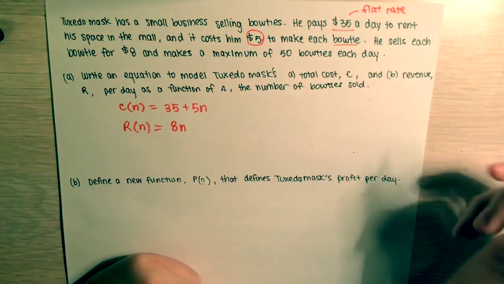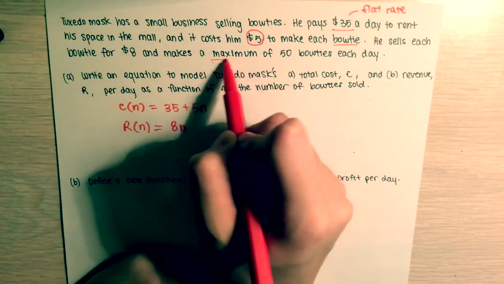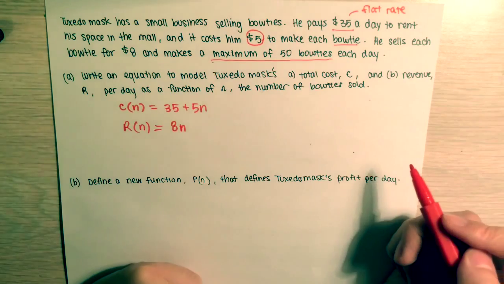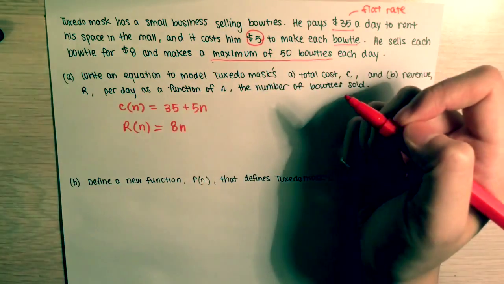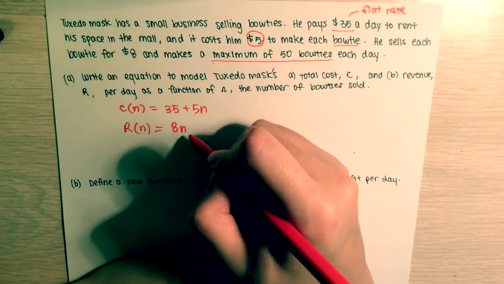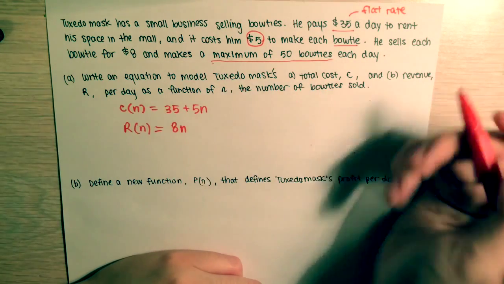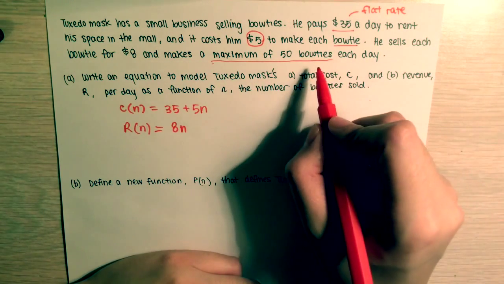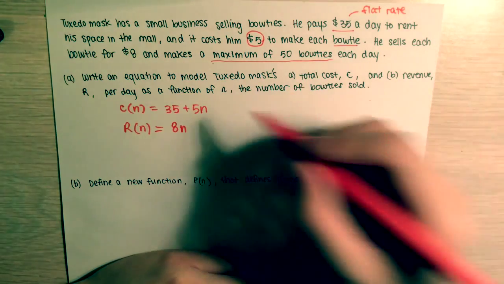However, this isn't it, because if you look at the last part of the question, it says he makes a maximum of 50 bow ties each day. That means he can't make 51 bow ties. He's going to be way too tired. So we have to put a restriction on the variables. So n, which is the number of bow ties, cannot be more than 50. But at the same time, it can't be less than 0 because you can't make negative bow ties.